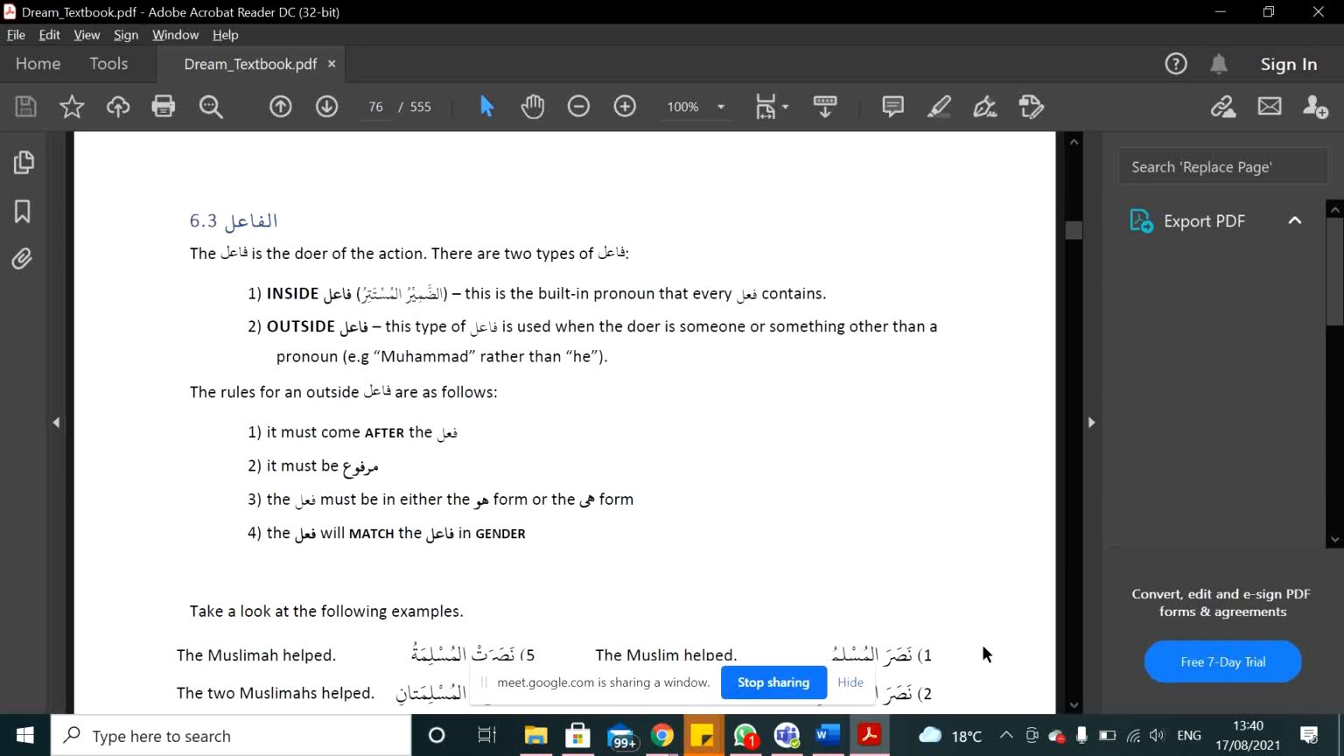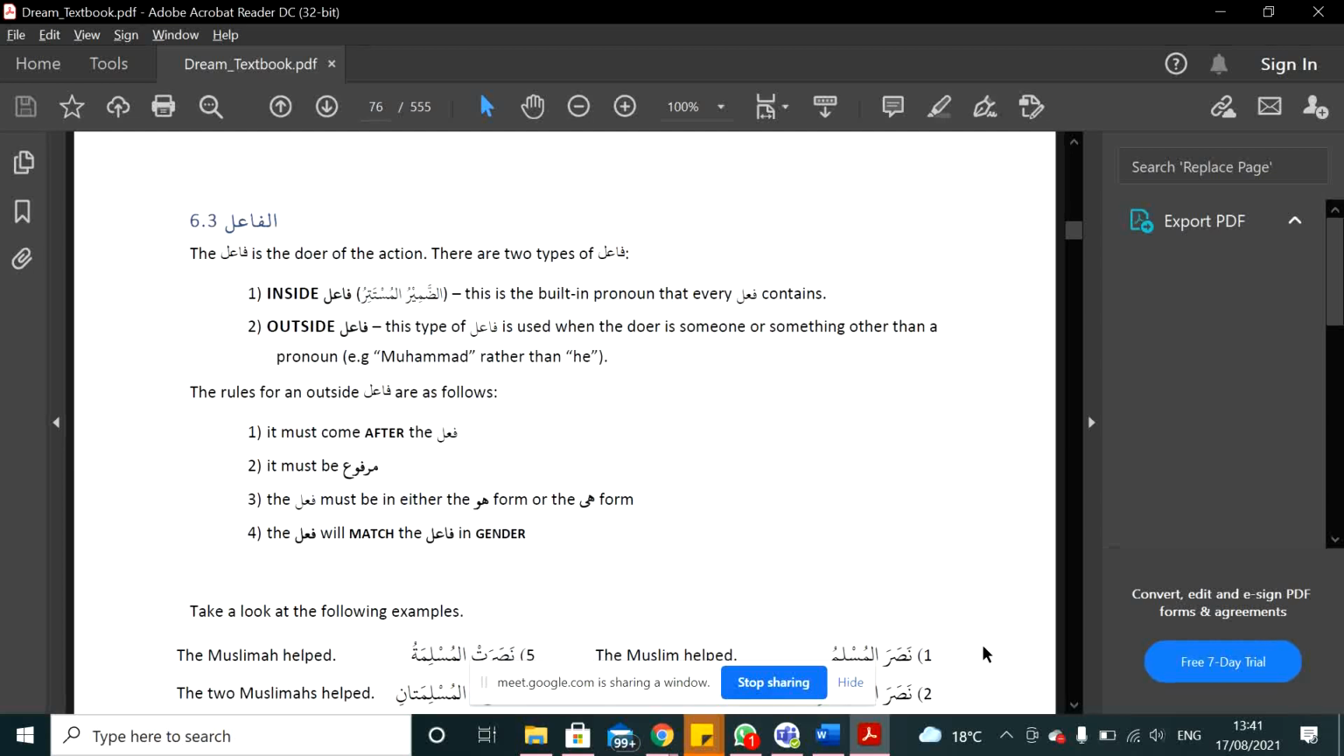Yeah, so the fa'il can be attached or detached. If a fa'il is attached, then it is an inside fa'il, which means it is our pronoun, which is part of a verb, right? You cannot find a verb on its own. It always has a pronoun attached to it, and our outside doer will be a corresponding noun attached to it, a pronoun format attached to it.